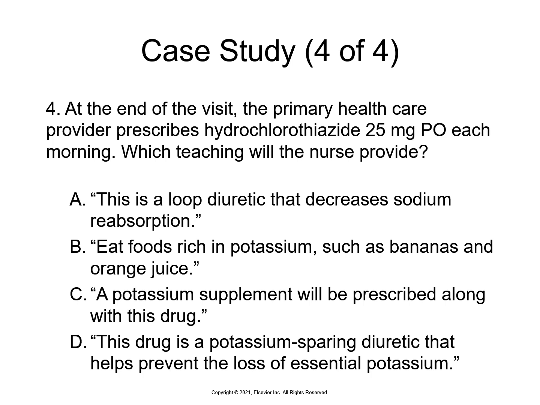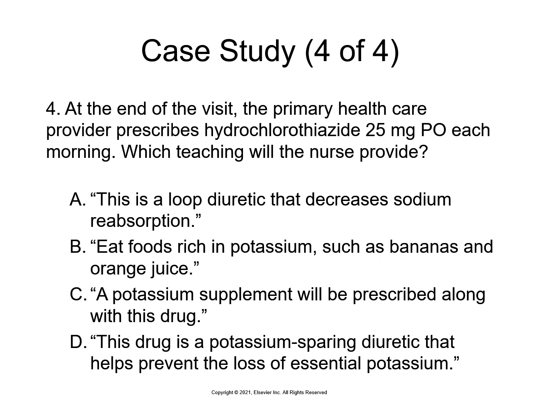Or the drug is a potassium sparing diuretic that would help prevent the loss of essential potassium. Now, diuretics are a pretty major source of loss of potassium. So, what are you going to tell your patient? If they're taking a diuretic, and you have to know that it is a thiazide, and you've had your pharmacology, so you should know what thiazides do. So what is your answer?